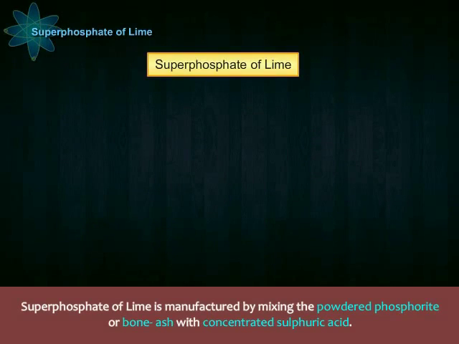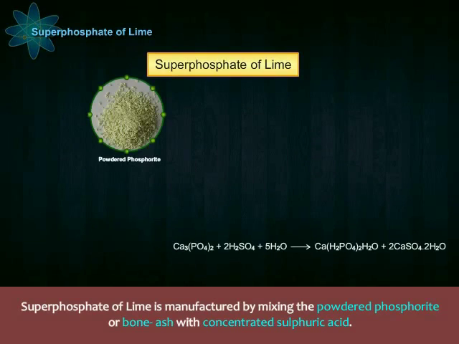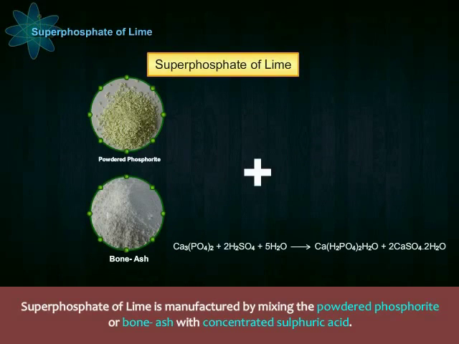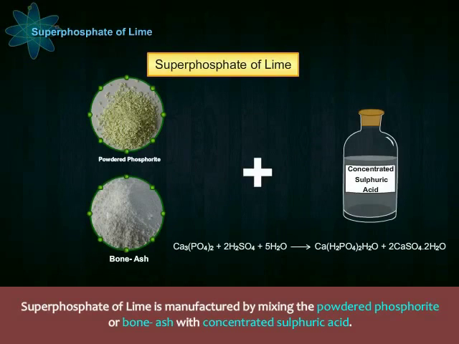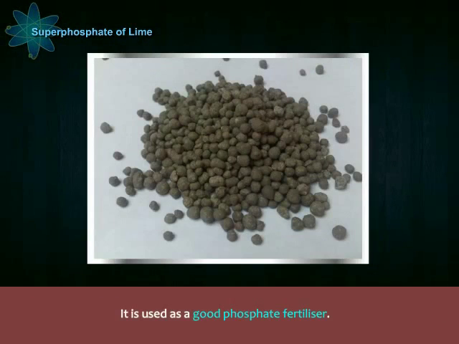Superphosphate of lime is manufactured by mixing the powdered phosphorite or bone ash with concentrated sulfuric acid. It is used as a good phosphate fertilizer.